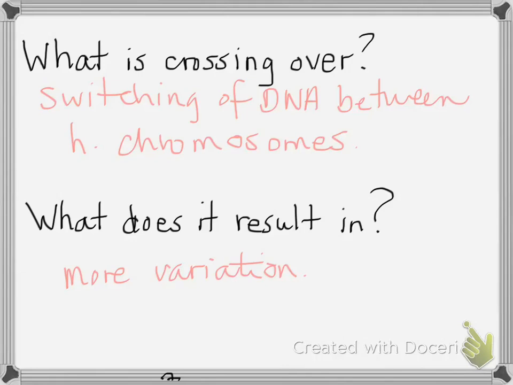Is okay on that one? Crossing over gets you variation. How can you look at a pop bead chromosome and know if it's done crossing over? There's different colors. So the red chromosomes will have a little bit of blue, and the blue ones would have a little bit of red. Does crossing over occur in mitosis? No. Good.